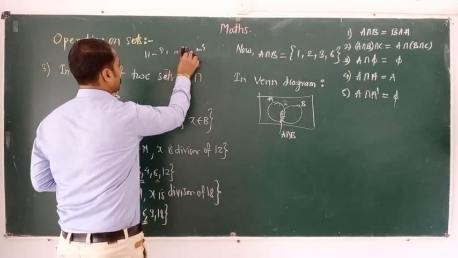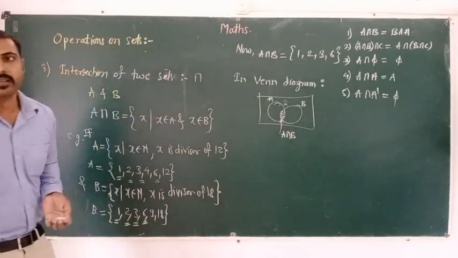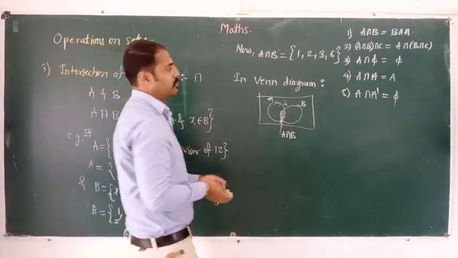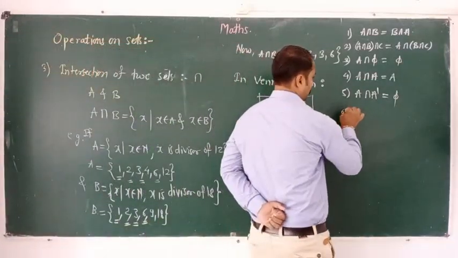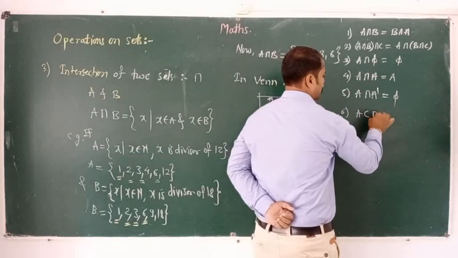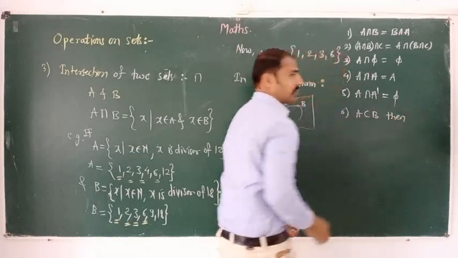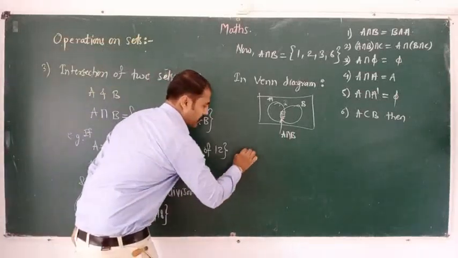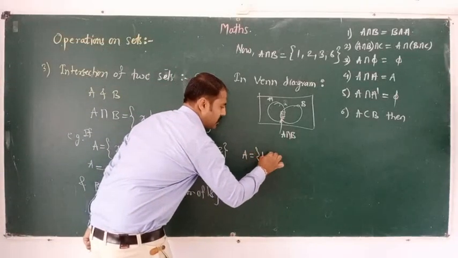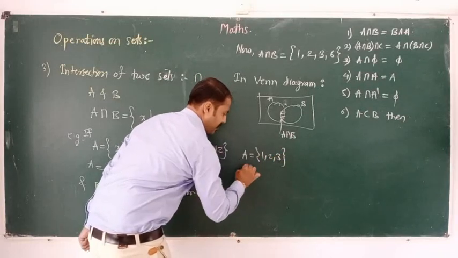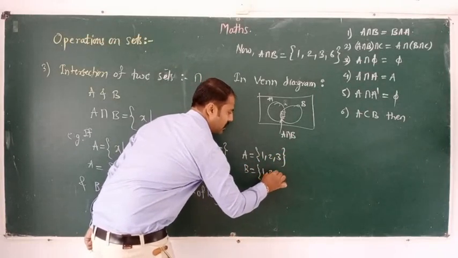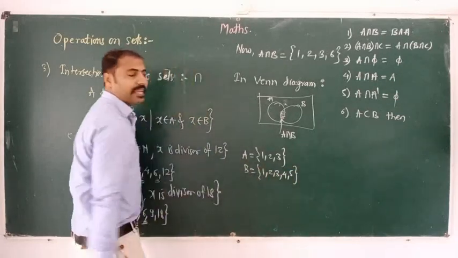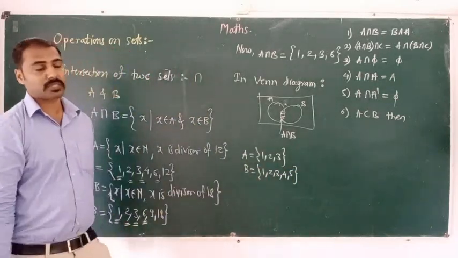Next, the sixth property. A is a proper subset of B. What does it mean? Look at it. A is equal to 1, 2, 3, and B is equal to 1, 2, 3, 4, 5. Clearly, all the elements of set A are in set B, so A is a proper subset of B.